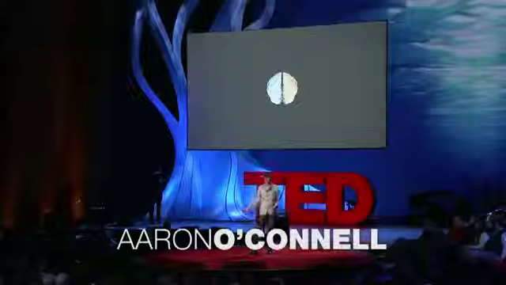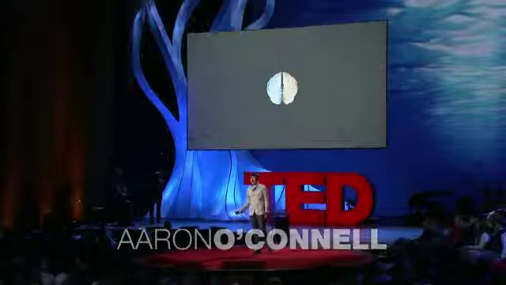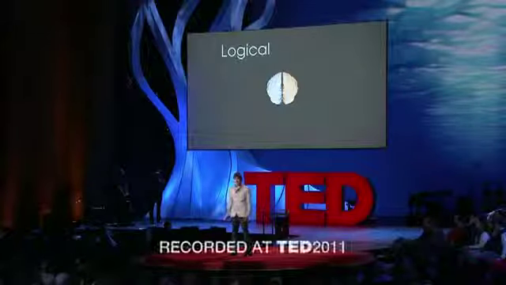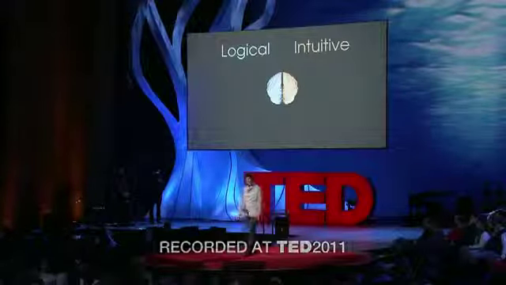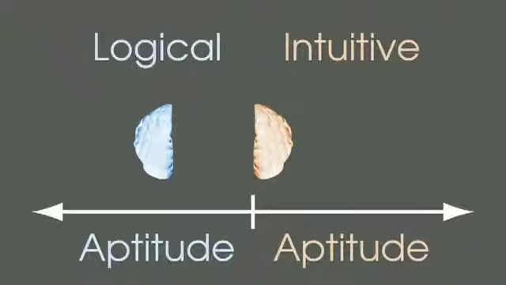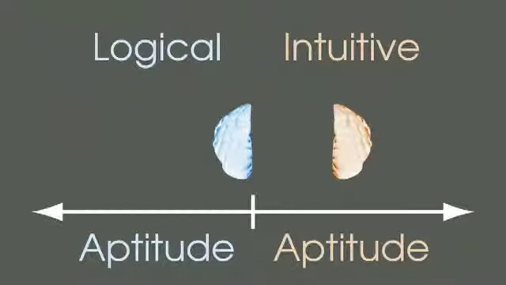This is a representation of your brain, and your brain can be broken into two parts. There's the left half, which is the logical side, and then the right half, which is the intuitive. And so if we add a scale to measure the aptitude of each hemisphere, then we can plot our brain. For example, this would be somebody who's completely logical. This would be someone who's entirely intuitive. So where would you put your brain on this scale?